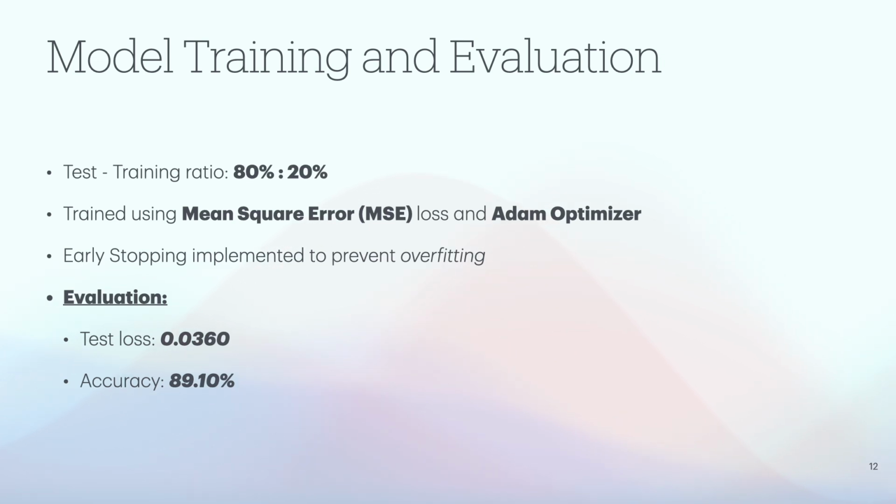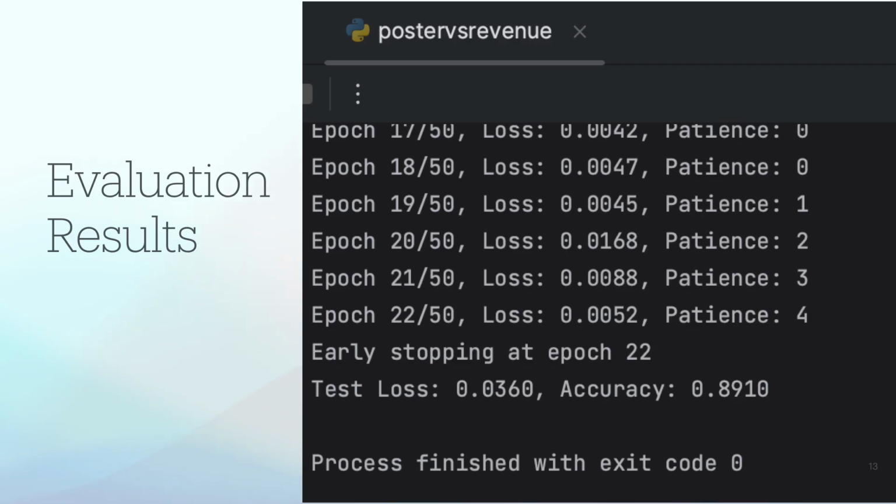So what this means is that if I input a poster image of an upcoming movie, with 89.1% accuracy it's going to tell me what level between 1 and 10 that movie is going to fall into. And this is a screenshot from the output.